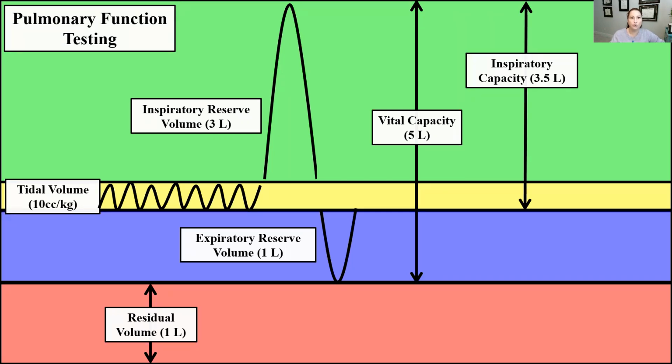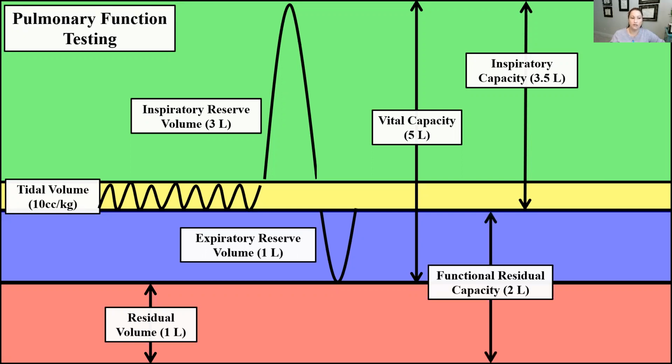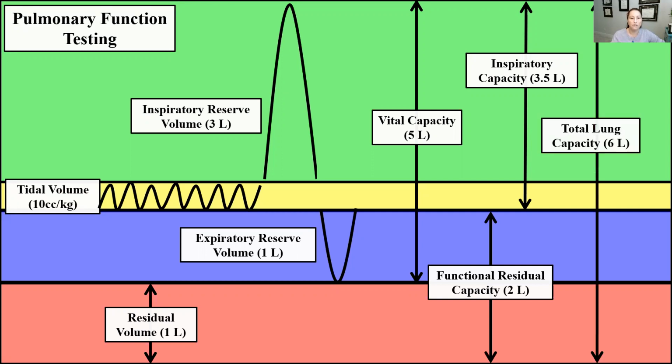Then we have inspiratory capacity, different than inspiratory reserve because it contains the tidal inhalation plus the maximum inhalation. Similarly, we have the functional residual capacity, which is the residual volume plus the expiratory reserve. That's about 2 liters. Then we have the total lung capacity, which is about 6 liters. This is everything: your inspiratory reserve plus your tidal volume plus your expiratory reserve plus your residual volume makes up the total lung capacity.